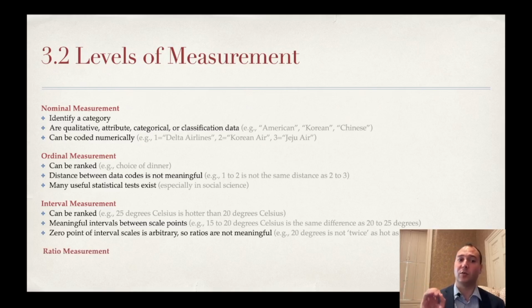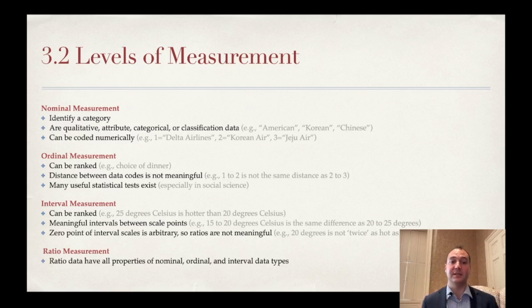Now, what's the difference with a ratio measurement? A ratio measurement has all the same properties of nominal and ordinal and interval. We have ranked, we have a meaningful distance, and now we have a meaningful 0. 0 means 0. If you have 0 money, that means you have no money. If you have 0 apples, that means you have meaningfully 0 apples.